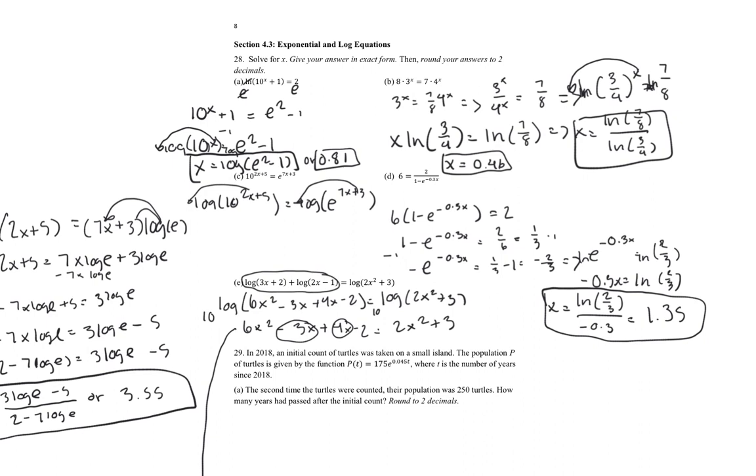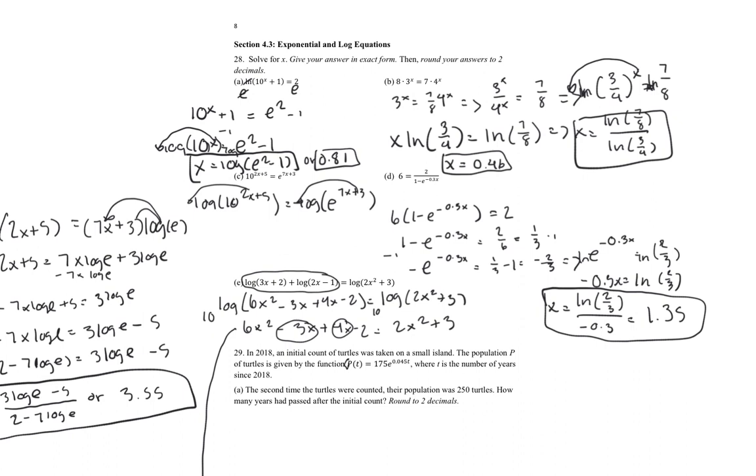All right, so for problem 29, it says an initial count of turtles was taken on a small island. The population P is given by function P of t is equal to 175 times e to the 0.045t, where t is the number of years since 2018. The second time the turtles were counted, their population was 250 turtles. How many years had passed after the initial count? And so we're given 250 turtles, right? And so this 250 goes along with our population of turtles, because we have population and then we have time, where time is our variable.